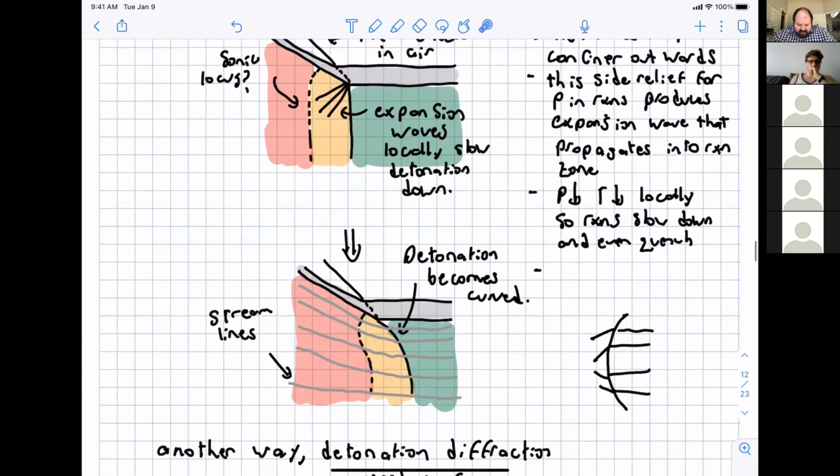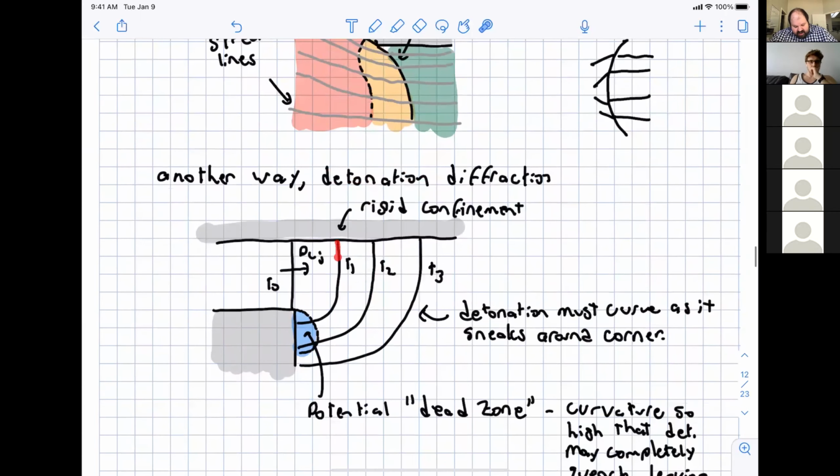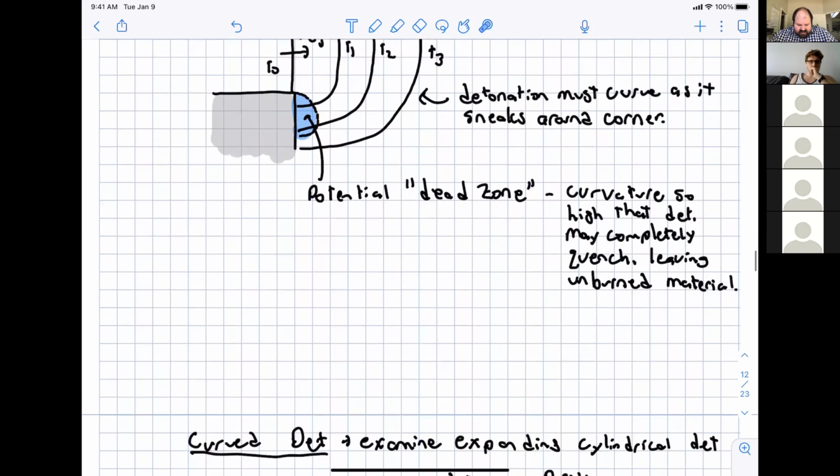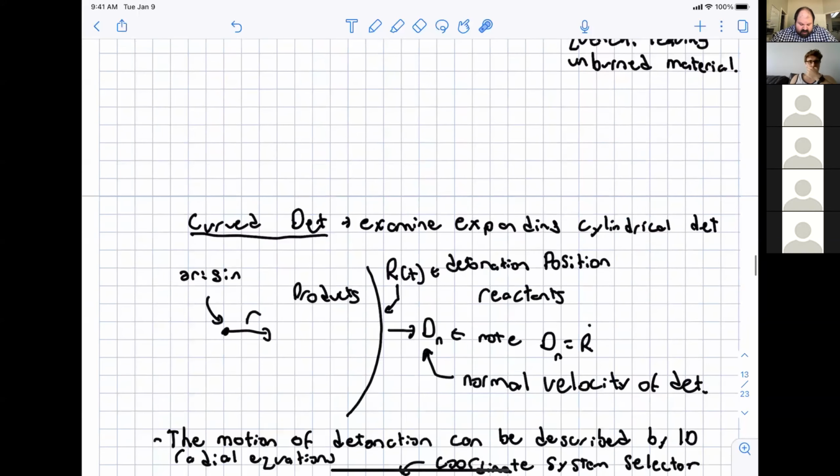Okay, and so both of these don't rule out Z and D theory, but they do violate the perfectly planar shock approximation, and the fact that the Z and D theory only accounts for one-dimensional effects. Okay, and so now what we want to do is try to correct the Z and D theory to account for this curvature. Okay, and so what we're going to do here is study curved detonations.